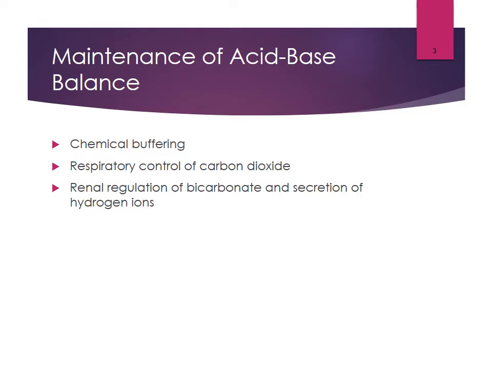We're going to talk about the maintenance of acid-base balance. We're going to talk about the chemical buffering, respiratory control of carbon dioxide, renal regulation of bicarbonate, and secretion of hydrogen ions. A normal pH is 7.35 to 7.45. This is important to maintain for cellular function, enzyme activity, and neuromuscular membrane potentials. Chemical buffers, respiratory system, and kidneys work together to keep the blood pH within the range.